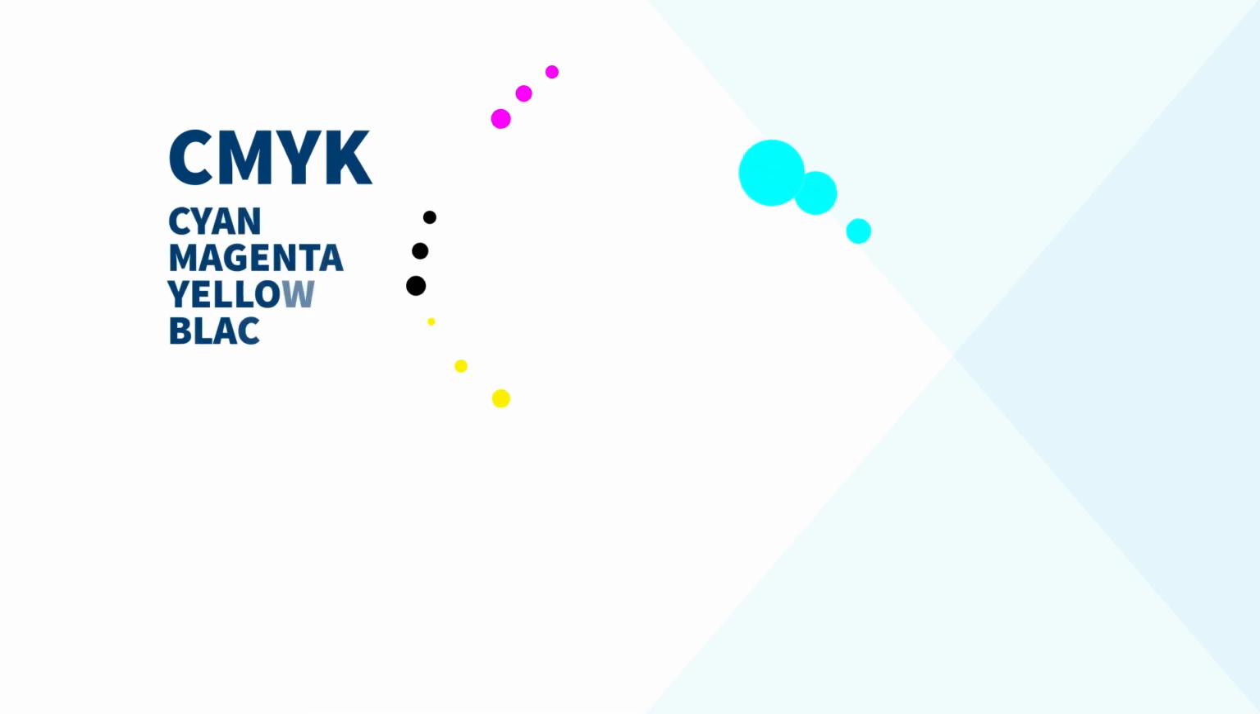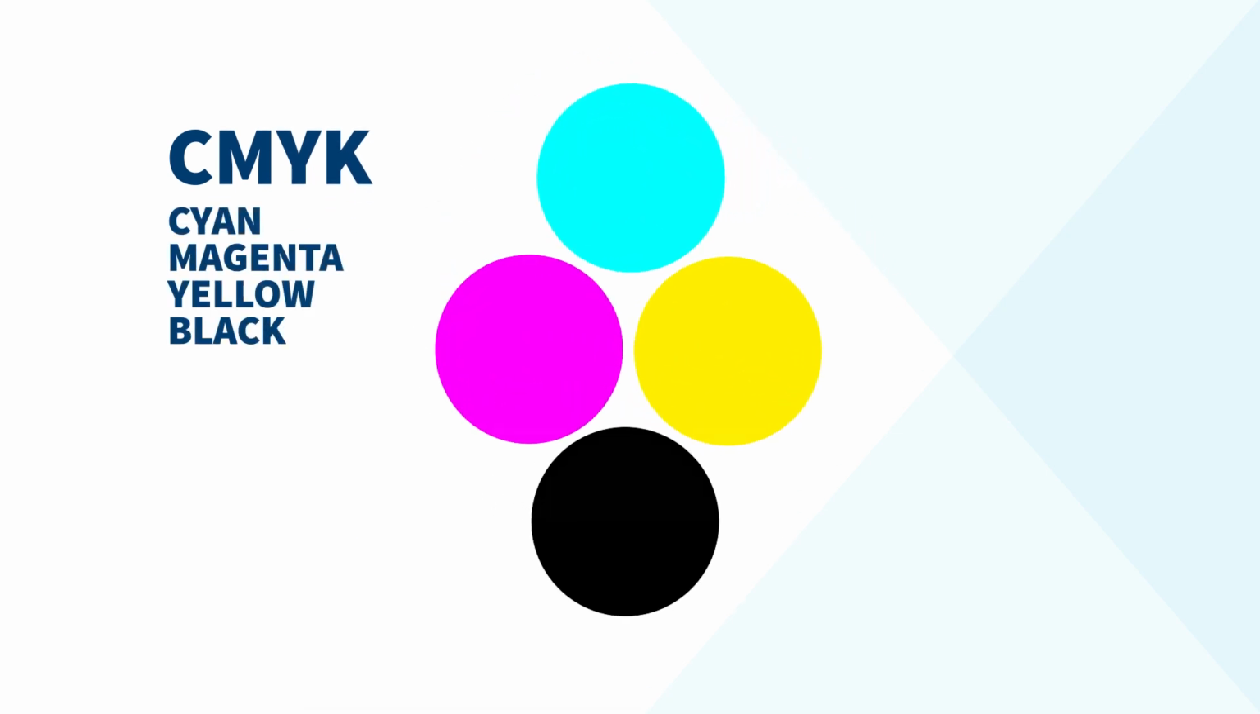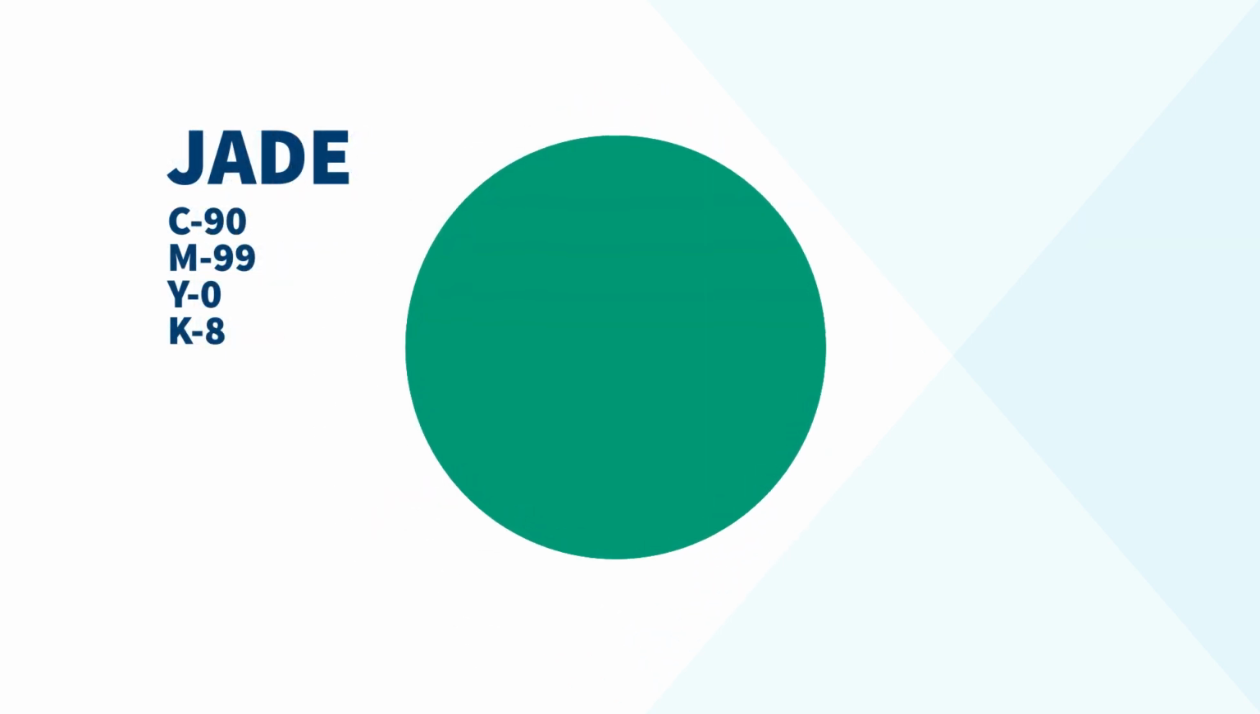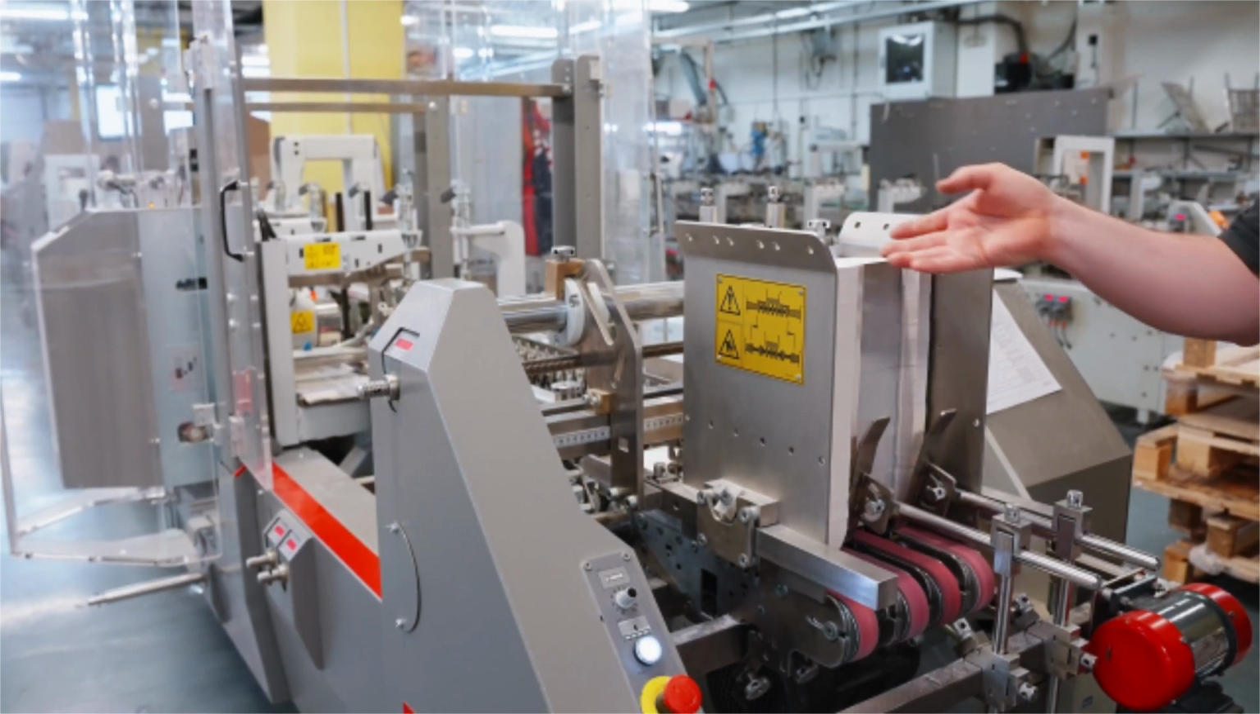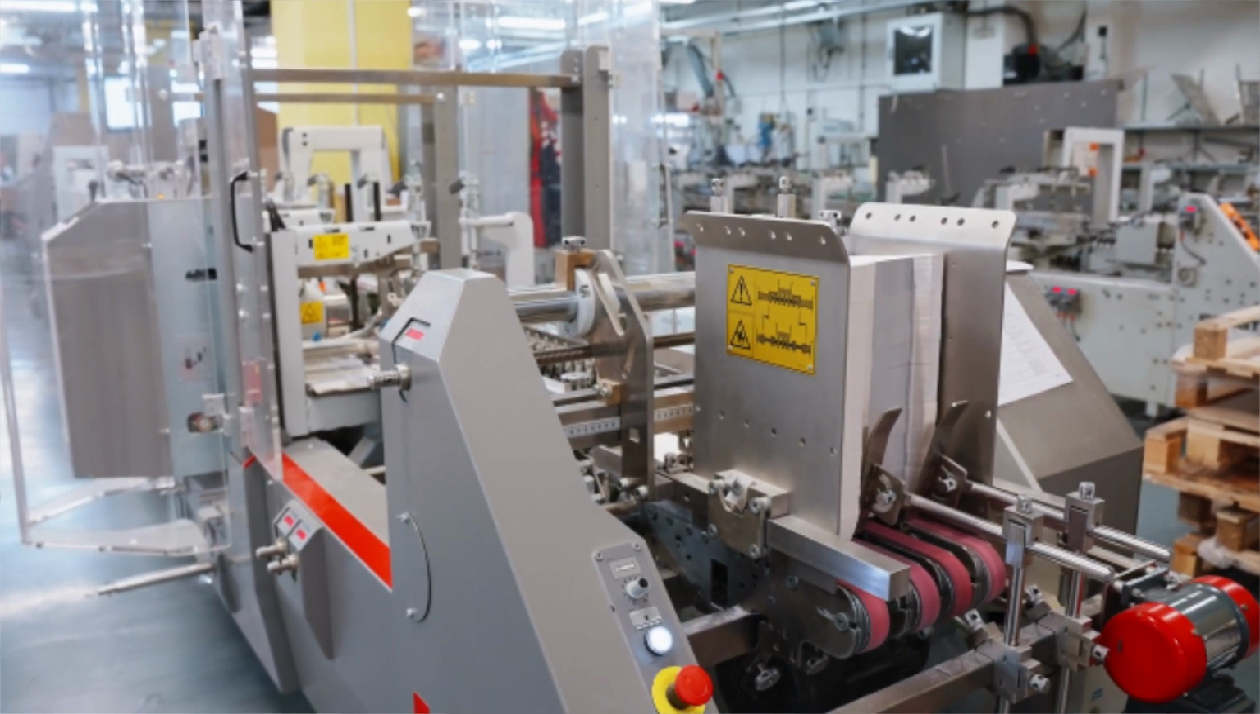CMYK stands for cyan, magenta, yellow, and black. Their color codes range from 0 to 100 and are a combination of numbers and letters. For example, one of the colors in our logo is jade, which is C90, M99, Y0, and K8. CMYK color mode is best used for printed assets and tends to be more cost-effective.